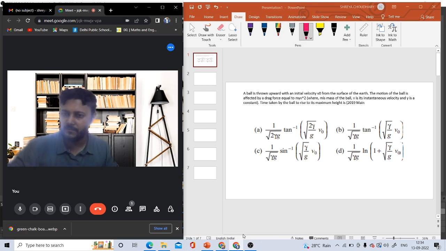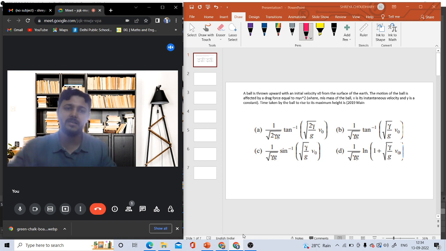So let's get started with the very first question. A ball is thrown upwards with an initial velocity v0 from the surface of the earth. The motion of the ball is affected by a drag force equal to m gamma v square, where m is the mass of the ball, v is its instantaneous velocity, and gamma is a constant. The time taken by the ball to rise to its maximum height.